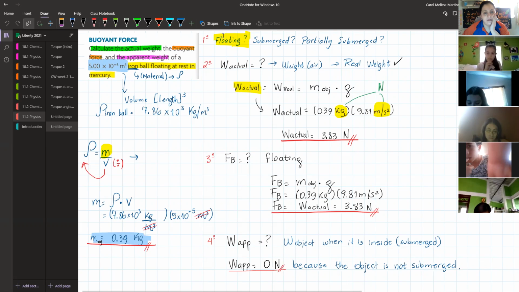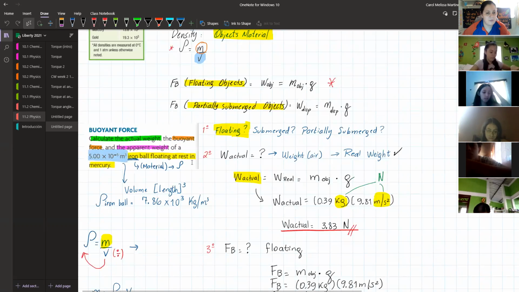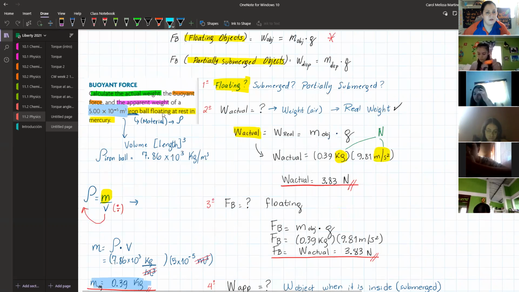The actual weight is the real weight. The buoyant force depends on the type of exercise. We said the object is floating. The problem tells me that the object is floating right here. Okay. And with this, we are able to solve. But knowing the kind of exercise that we have is important. Because if you tell me that it's submerged, you're going to be using the incorrect equation. If you tell me that it's partially submerged, you also will be using the incorrect equation.